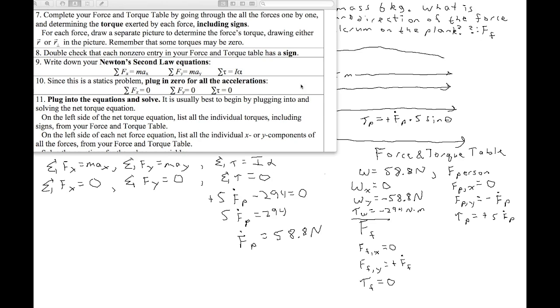So what could we do next? Well, now we simply plug into the left-hand side of one of the other Newton's second laws. So let's plug into the y equation here. What could we list on the left-hand side of Newton's second law for the y equation? So now we have the force from the person, which is 58.8 newtons. And we have the force from the weight, which is negative 58.8 newtons. And then we have the force from the fulcrum, which is unknown.